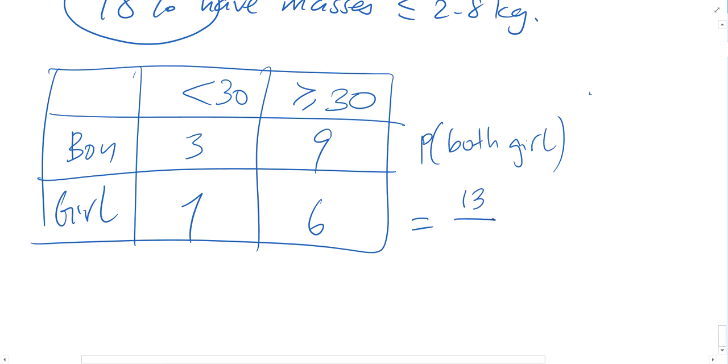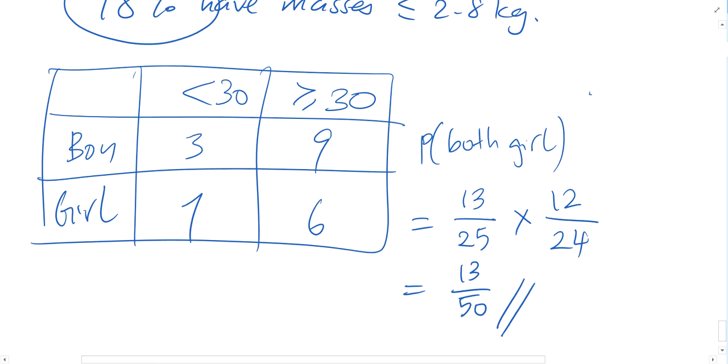Divided by what's the total? 25. Okay, this is the first woman. She has a baby girl. Now after I remove this woman, because I've already selected her, I cannot select her again, right? How many of such women are there left? 24? Of such women who have a baby girl? 12. So 12 out of how many were left? 24. This gives me 13 over 50. This is the probability of selecting 2 women, both have girls. Okay?